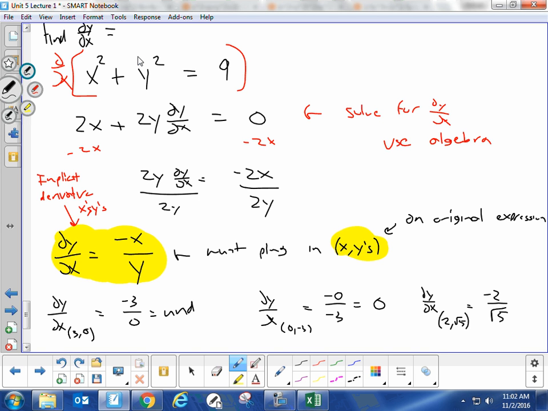Yes? So then, if you're plugging in both x's and y's, is the derivative that you're finding not a y value or an x value? So it's a tangent slope value. It's just a slope. It's the dy/dx value.